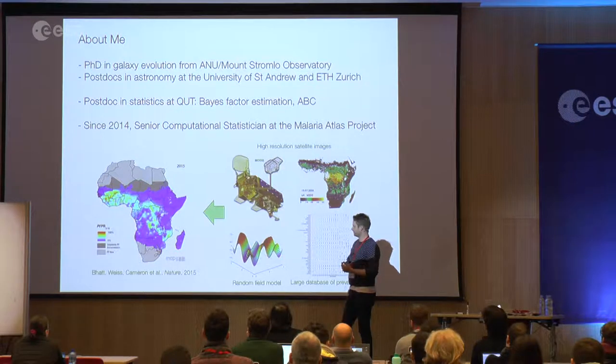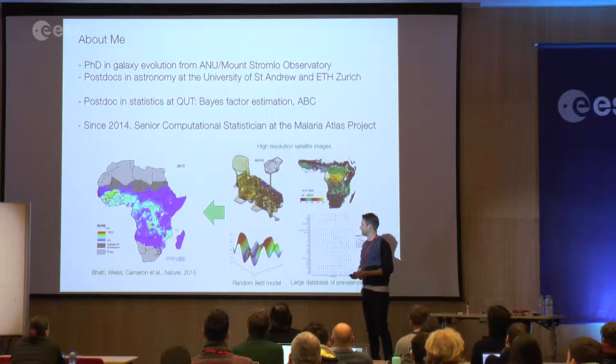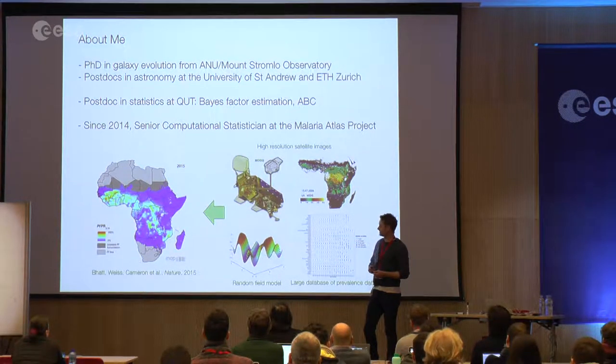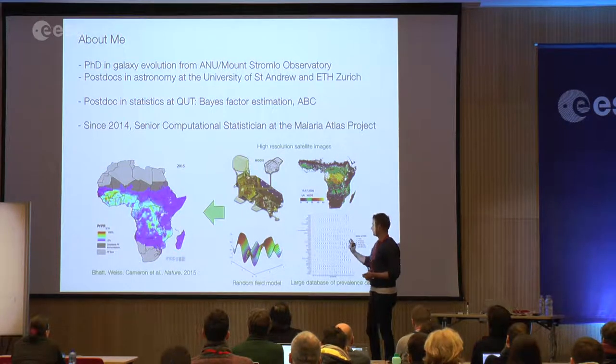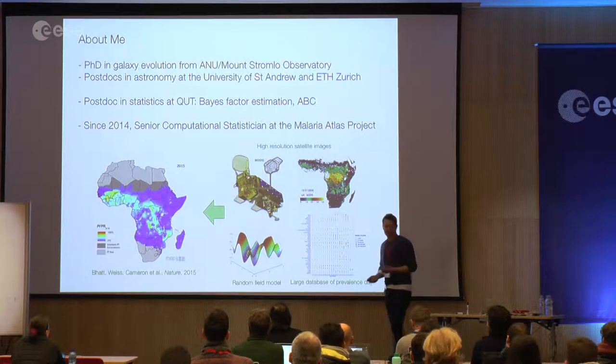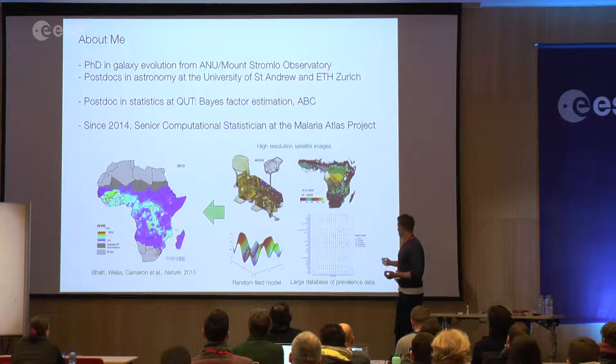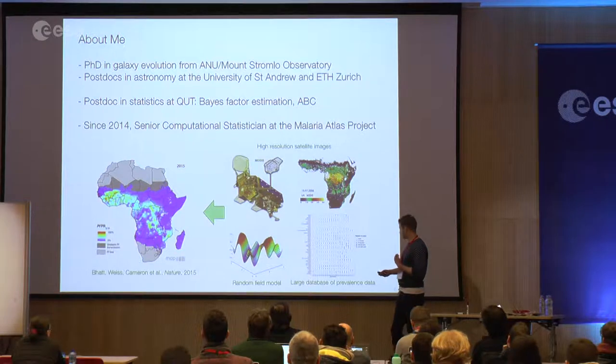So meaning if you go to a particular village in Africa and you sample, say, 100 people from that village, what proportion of people at a given time will test positive for the parasite in their blood. So we make this kind of map by a statistical modeling procedure. So it starts with a number of ingredients. One of those is a huge database of measurements of prevalence in particular villages.